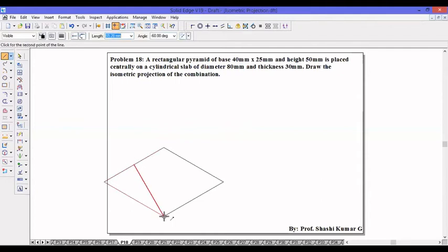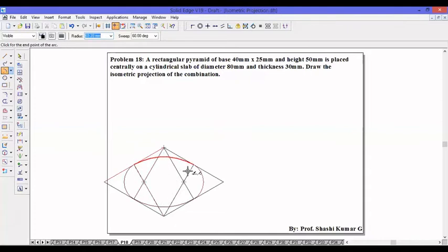The base of the cylinder is a circle. The isometric view of a circle is an ellipse. So we need to construct the ellipse. Go for the arc by center point method. Draw the required arcs. And finally, this will be the center, and join the rear arc. The thickness of the cylindrical slab is given as 30 mm.